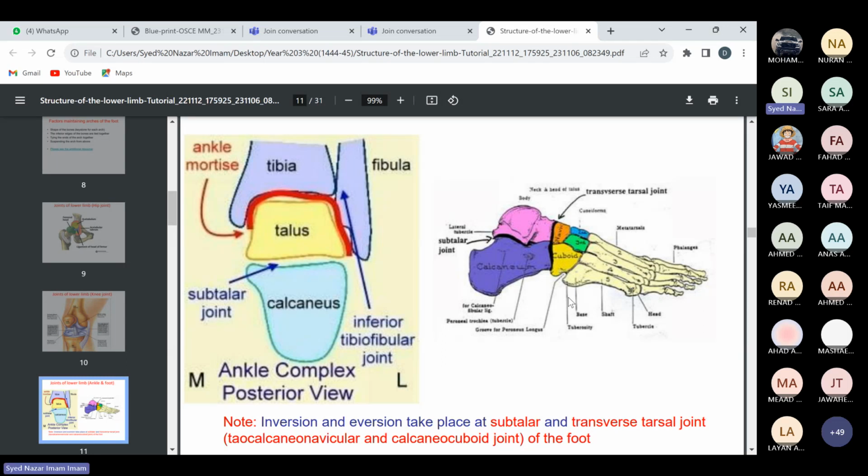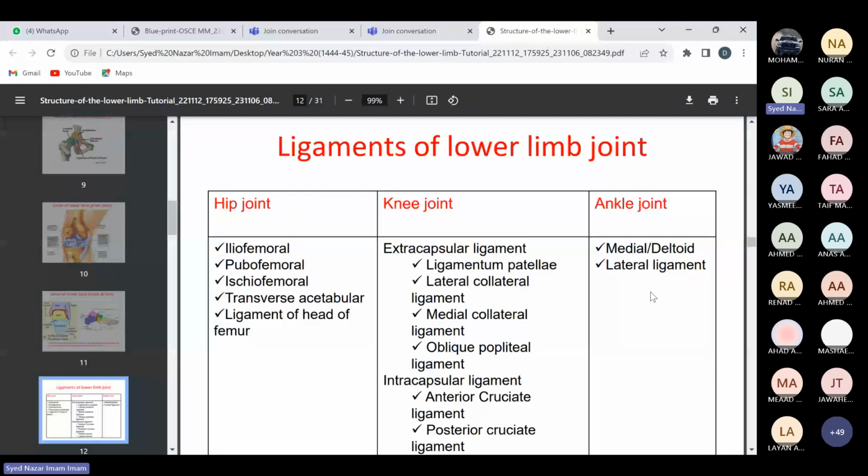Next, moving on to ligaments. This we have already discussed. So in ankle joint, we have only two ligaments. One is the medial ligament, which is called deltoid ligament, and one is the lateral ligament. In hip joint, we have five ligaments. In knee joint, we have intracapsular and extracapsular ligaments. Now here we have put the medial and lateral menisci.